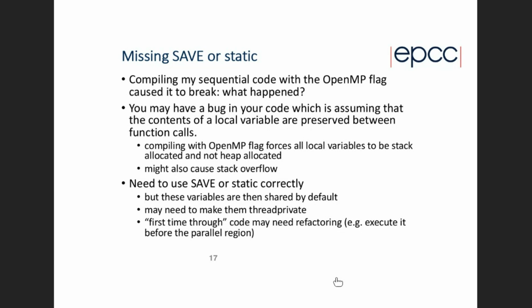The reason for that is that compiling with the OpenMP flag, even if there's no OpenMP in the code, does subtly change the compilation process, because it forces all local variables to be stack allocated and not heap allocated. For sequential code, the compiler has a choice. It can put local variables on the stack or on the heap. Typically if you have large arrays, the compiler will often choose to heap allocate those rather than stack allocate them. So the other thing that can happen is that you blow your stack. Just adding the OpenMP flag causes some large data structure to get stack allocated rather than heap allocated, and you get a stack overflow.